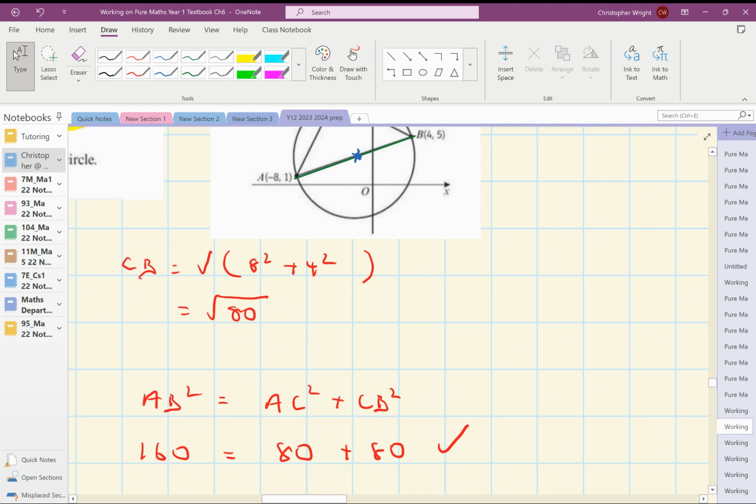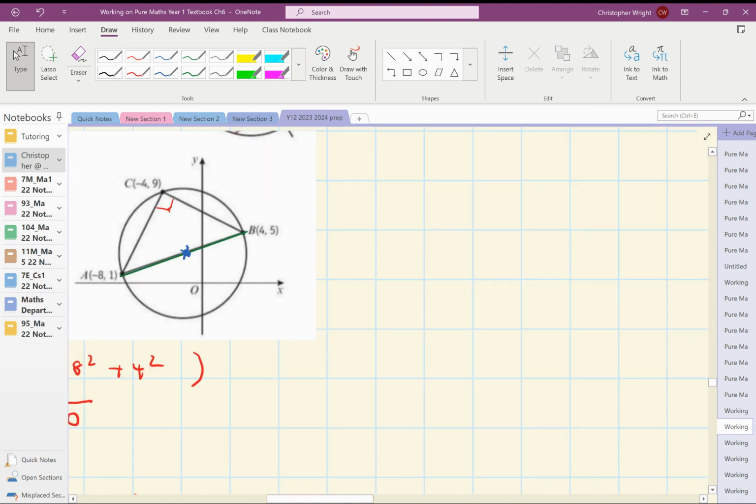Right, so let's do this over here. So the centre of the circle, well, I won't call it C because I've got the point C already. So the centre is the average of the x-coordinates of A and B. So that's minus 8 plus 4, so it's minus 4 over 2, and then I've got 5 and 1, 6 over 2. So the centre of the circle is at minus 2, 3.